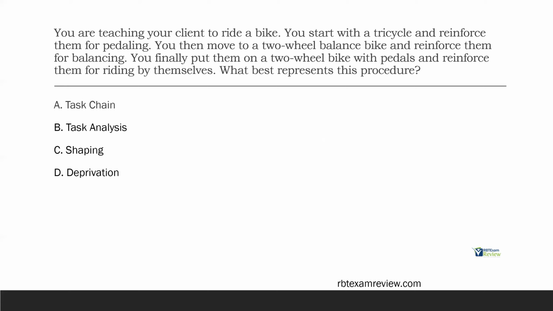So is it a task analysis? Well, no, because it's not a task chain, so we're not performing a task analysis. Therefore, it has to be what? Shaping. What is shaping? Shaping is reinforcing approximations of an ultimate behavior. The behavior that you want to see at the very end, you slowly reinforce better and better approximations of that behavior. As your client slowly exhibits more and more of that behavior, you reinforce as they get closer. In this case, you go from a tricycle to a two-wheel balance bike to an actual bike, and you have taught your client to ride a bike through shaping.